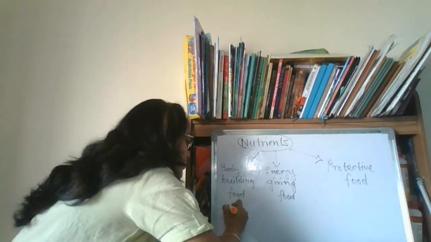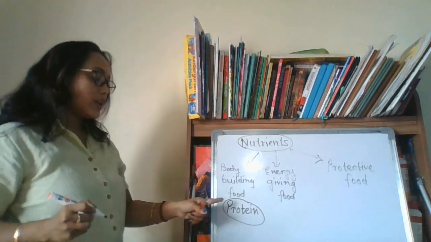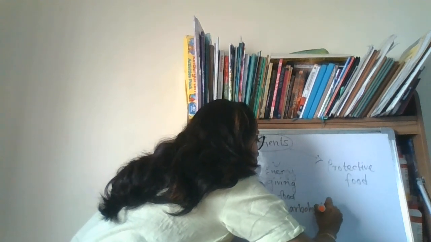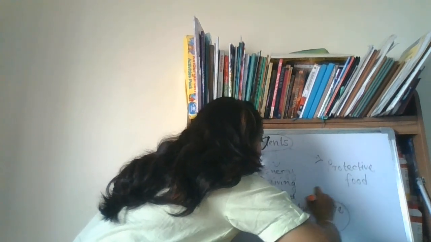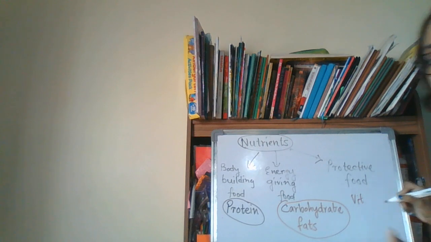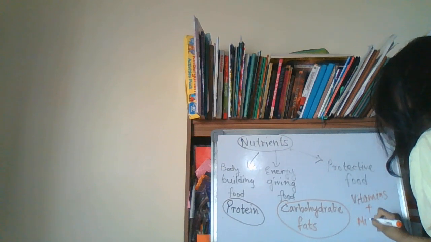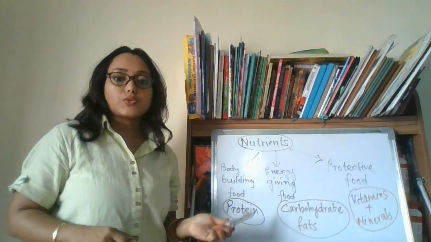In bodybuilding food, we know this is protein. The proteins come under the bodybuilding food. We can write carbohydrates and fats. These two come under the energy giving food. And let's write vitamins and minerals. Vitamins plus minerals come under protective food. All right.